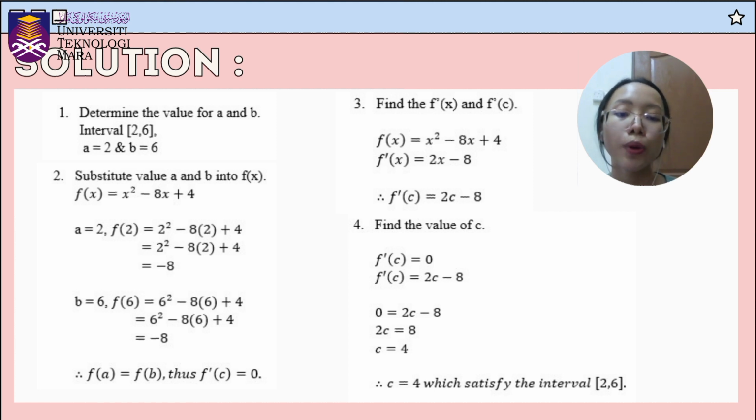Lastly, we will need to find the value of c. f prime c is equal to 0, and f prime c is also equal to 2c minus 8. When 0 is equal to 2c minus 8, the answer will be c equal to 4. In conclusion, c is equal to 4 and this value satisfies the interval 2 to 6.